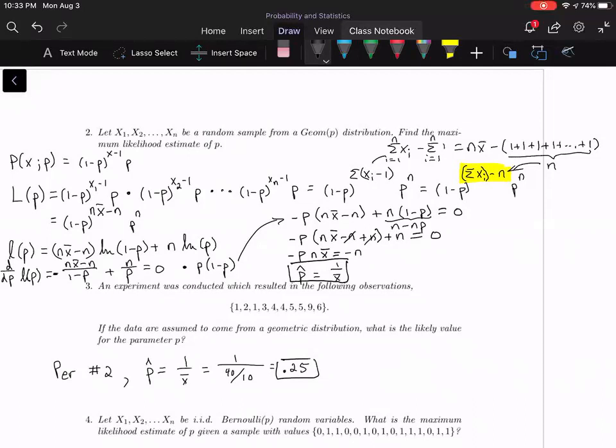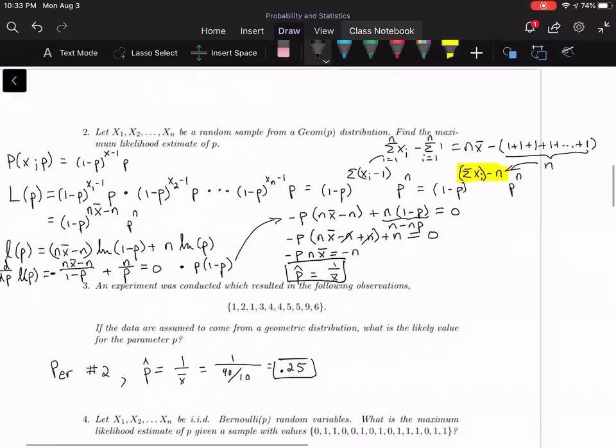Okay, and then how did you get to nx bar minus n? Well, the sum of x is nx bar. And you just seem to catch on that when you add a bunch of 1's n times, that's n. So you have nx bar minus n.